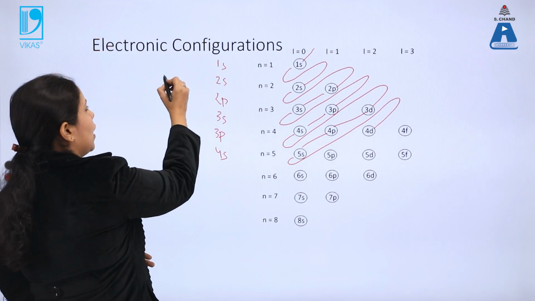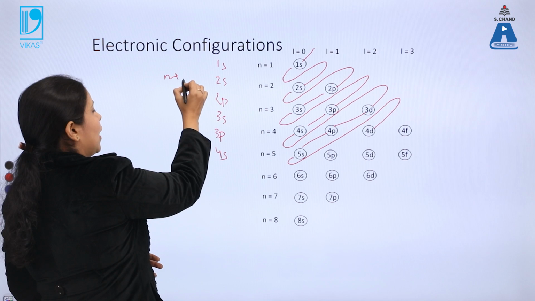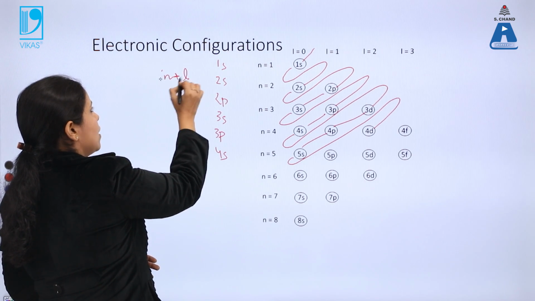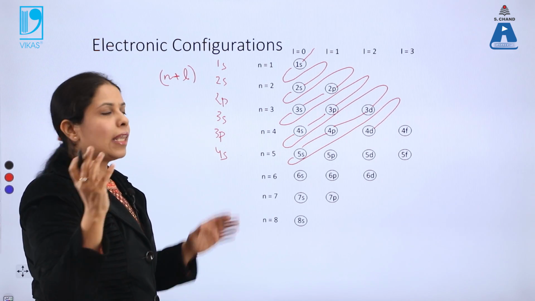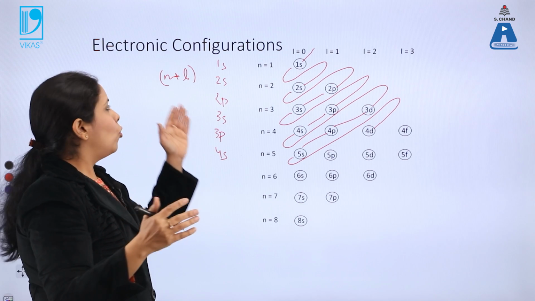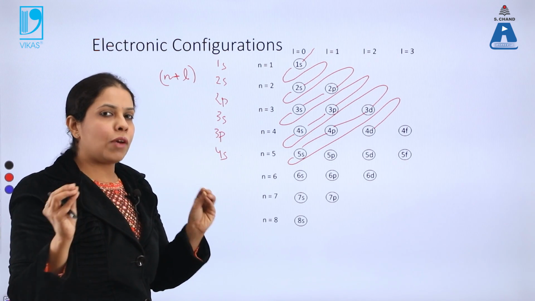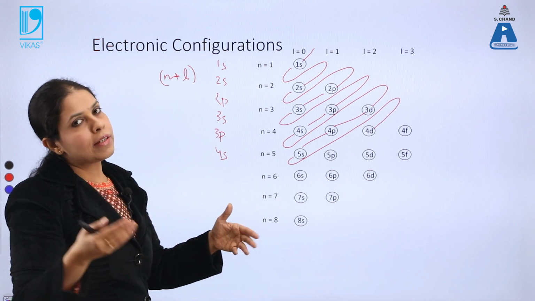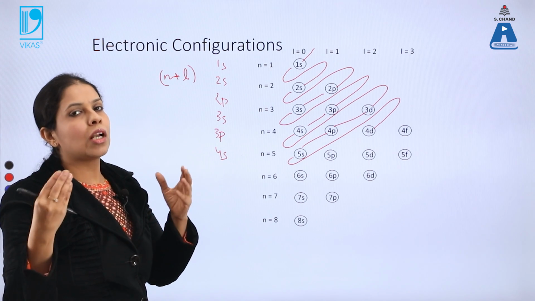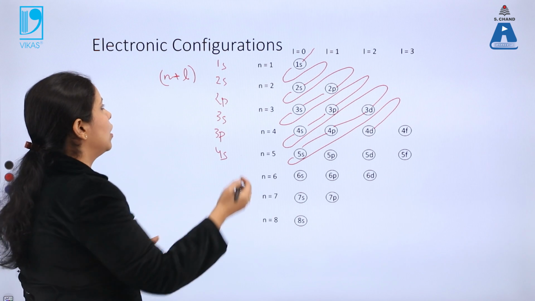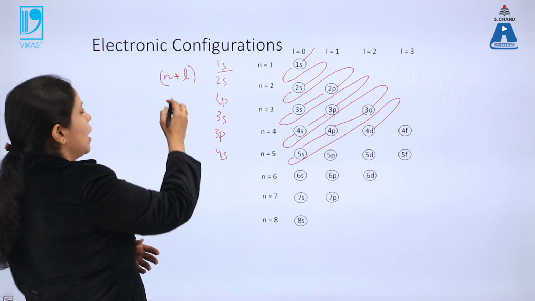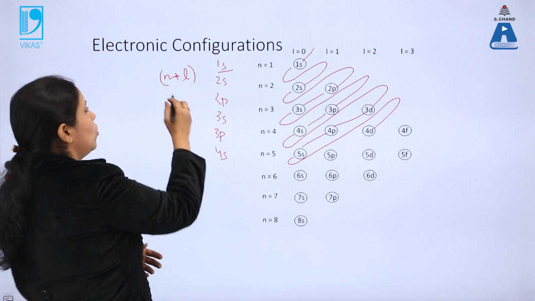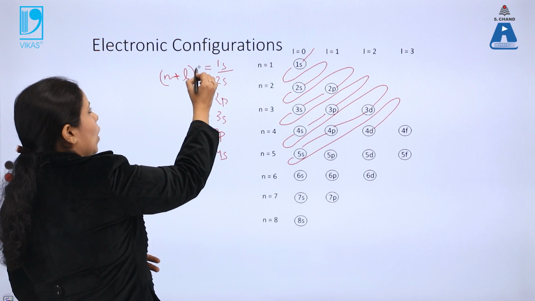The same values you can find using the Madelung rule, which says let's find the sum of n plus l, and that is your Madelung constant. Whichever has the lowest value of n plus l will have the lowest energy orbital, and whichever has the higher n plus l value would have the higher energy orbital. Like if we see 1s, 1s has n equals 1, l equals 0, so the value over here is 1.